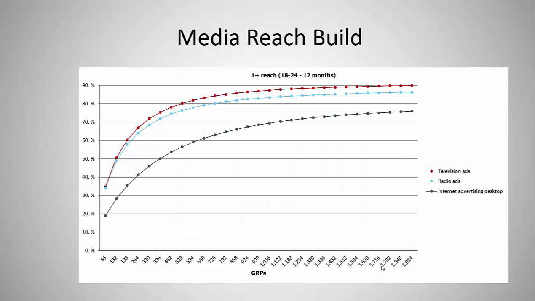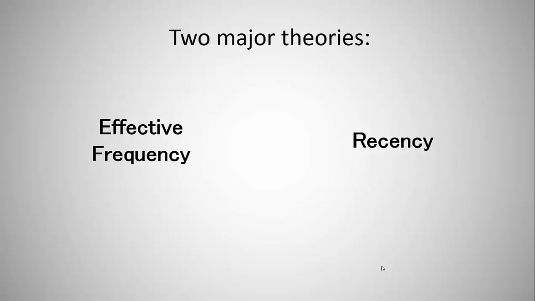It is important to note that reach builds differently in different media. The more people who engage with a given media, the quicker you'll be able to build reach in that medium. Television still builds reach faster than any other media, with radio and internet behind it. What this research curve demonstrates is that as you build reach, frequency builds at a slower rate, but once you reach the point of diminishing returns, you'll find yourself building frequency much faster. This dynamic has driven media planning theories throughout. The two major theories: effective frequency and recency.